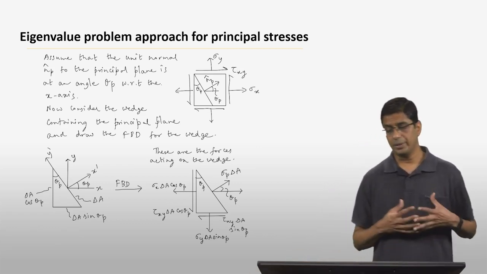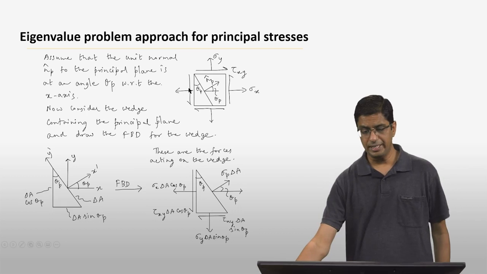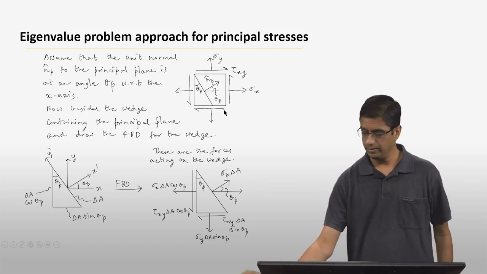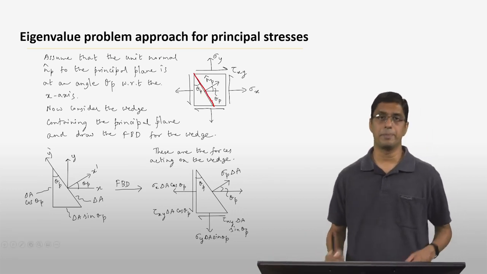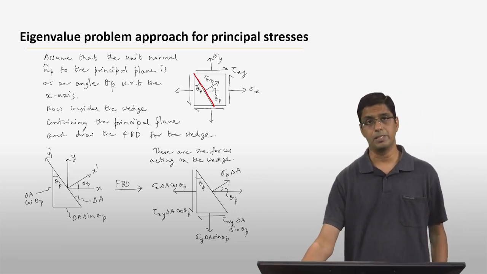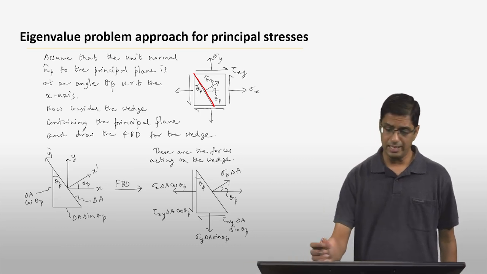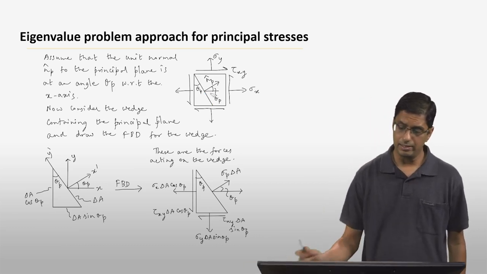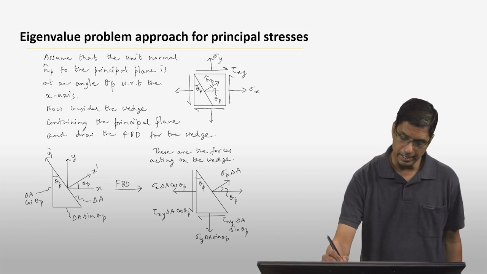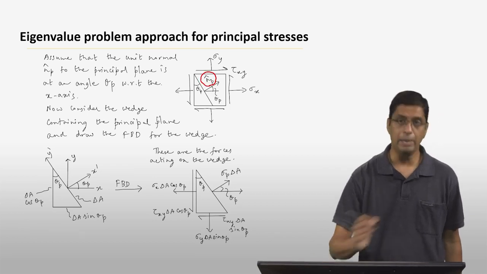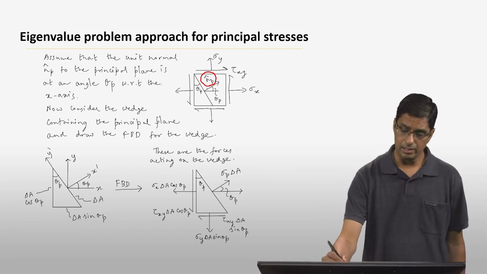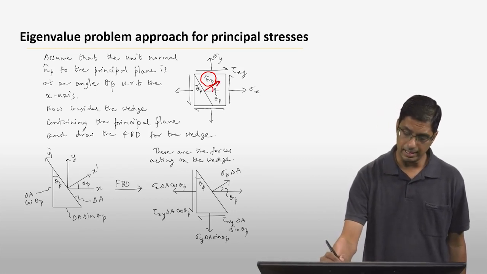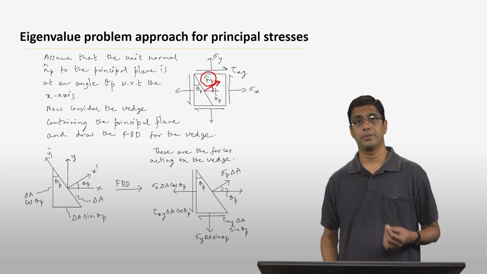Now, what we are going to do is define a plane. This plane, which I'm going to mark here, is one of the principal planes. We are going to assume that it is one of the principal planes, and if so, then the normal to the principal plane is this NP cap. That is one of the principal directions of the stress, and this normal makes an angle theta p with respect to the x-axis.